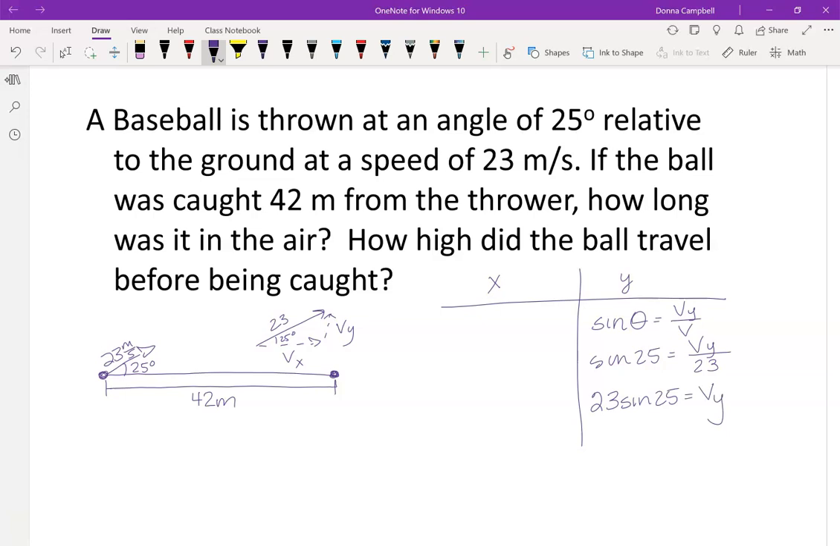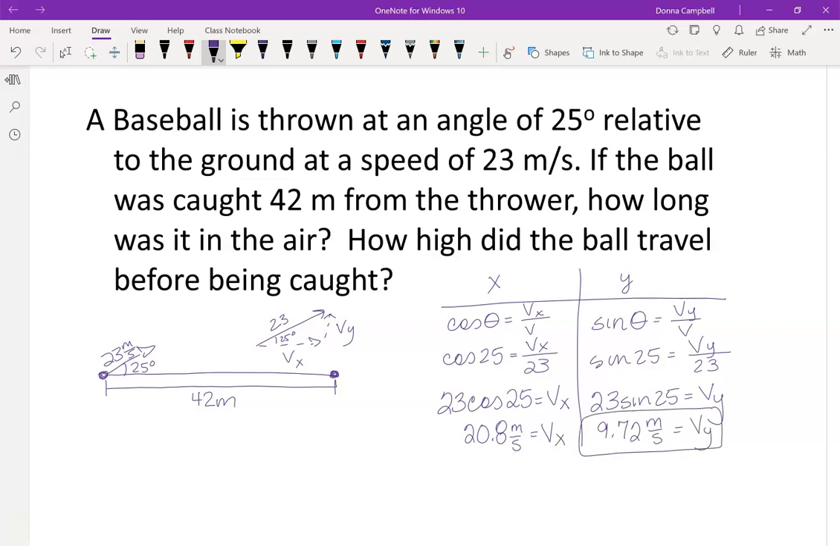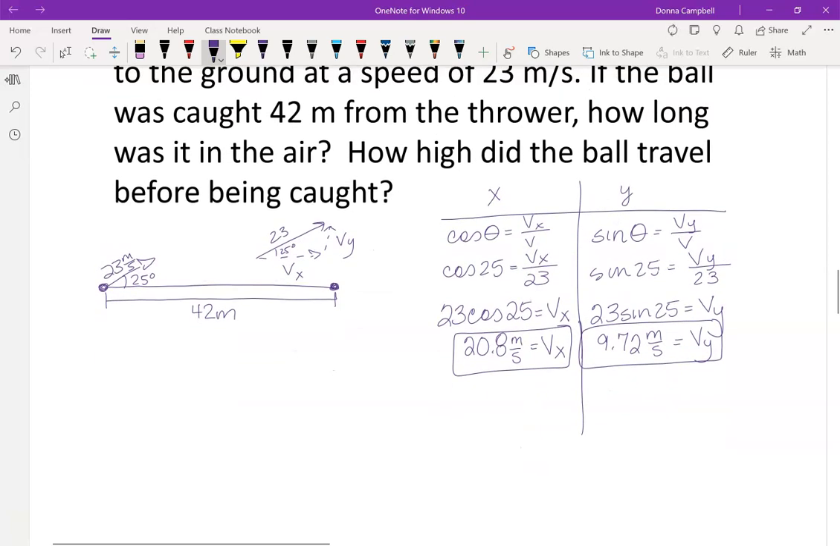Let's do the X. So the cosine of theta will equal the Vx over the V. So the cosine of 25 will equal the Vx over 23. 23 cosine 25 equals Vx. So let's calculate that. 20.8 meters per second is the Vx. 9.72 meters per second is the Vy. Okay, so I've calculated something. Let's get some more information.